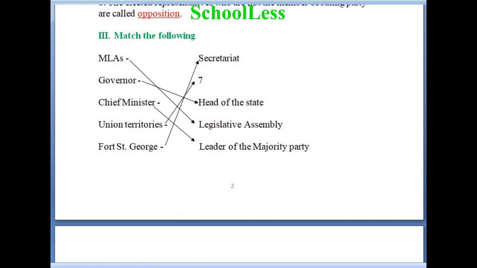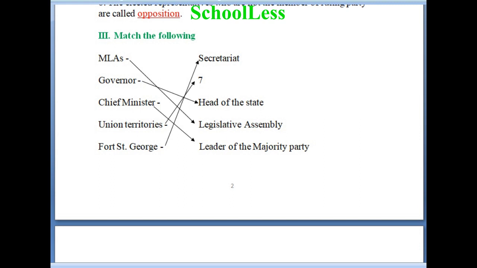Now coming to question 3, match the following. Here in the left column, they have given 5 options: MLAs, Governor, Chief Minister, Union Territories, and Fort St. George. And on the right hand side, they have given 5 options. We have to match the correct options with each other. So MLAs represent what is called the Legislative Assembly. Therefore, that is the right pairing.